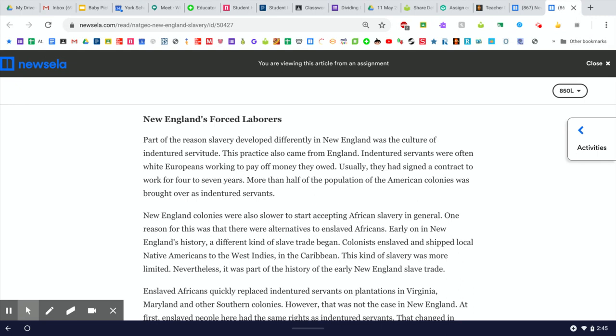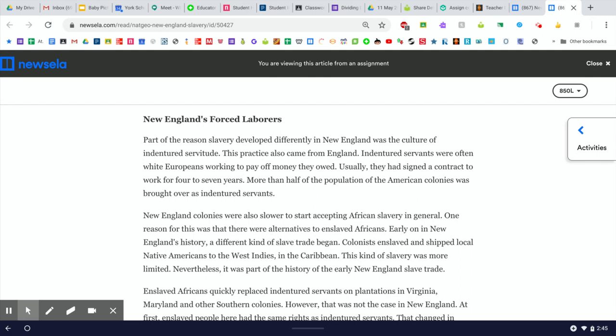More than half the population of the American colonies was brought over as indentured servants. New England colonies were also slower to start accepting African slavery in general. One reason for this was that there were alternatives to enslaved Africans.